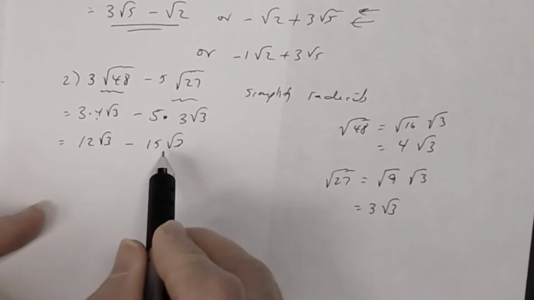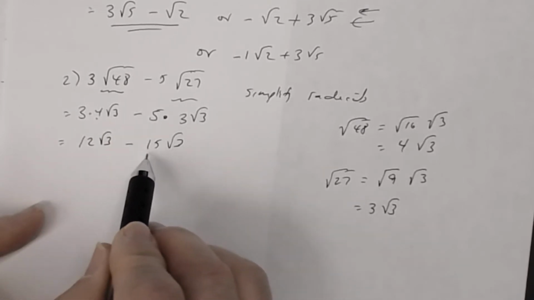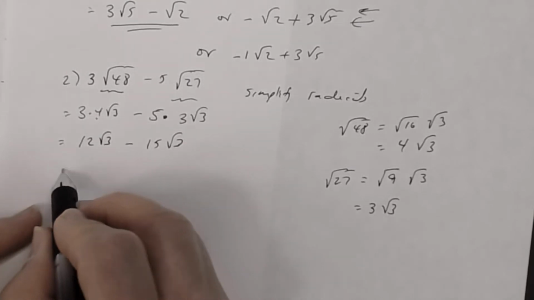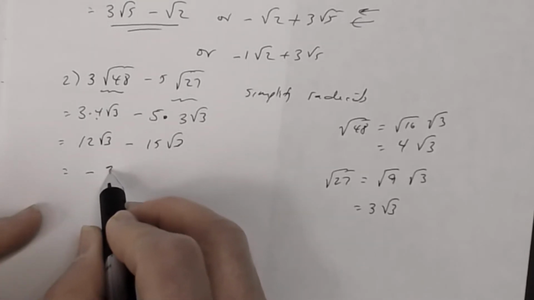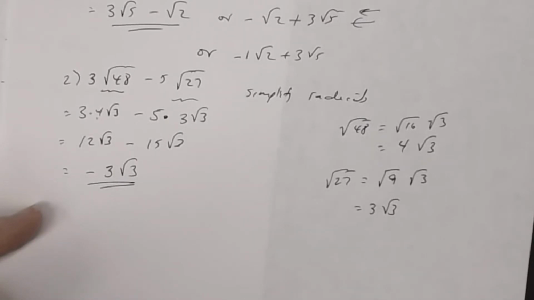And now notice those are like terms. So it's 12 square root of 3 subtract 15 square root of 3. Well, that's going to be a negative 3 square root of 3. So that's your answer, negative 3 square root of 3.